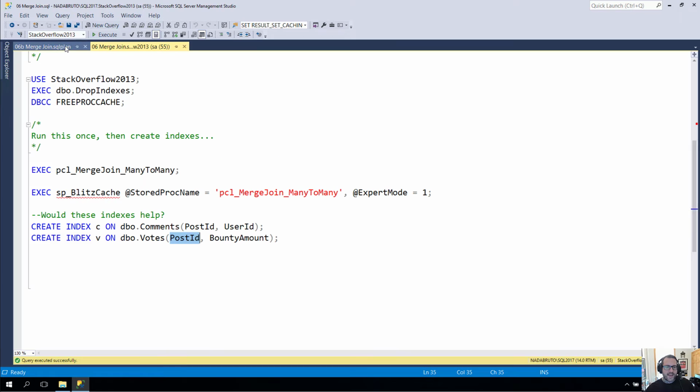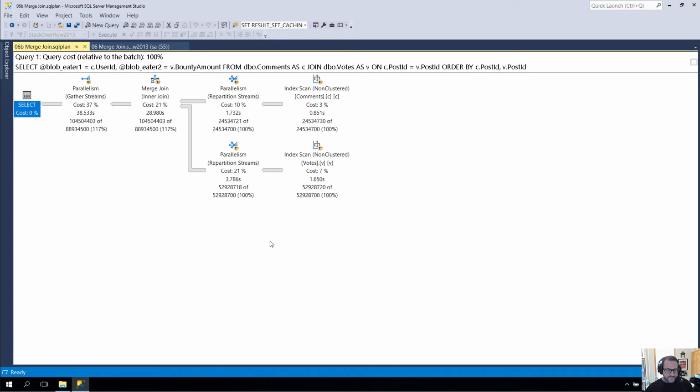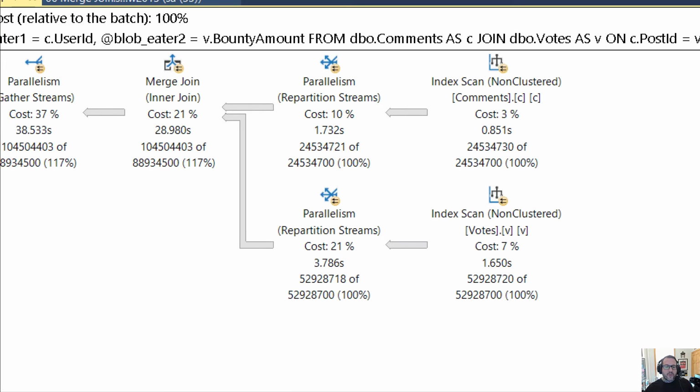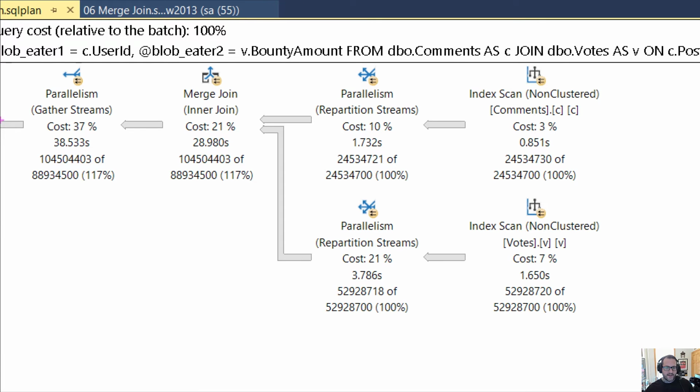Now, if I go look at the execution plan after that happened, we can still see we improved the speed a bit. Right? It's now down to about 40 seconds from about a minute. So we shaved off about 20 seconds.